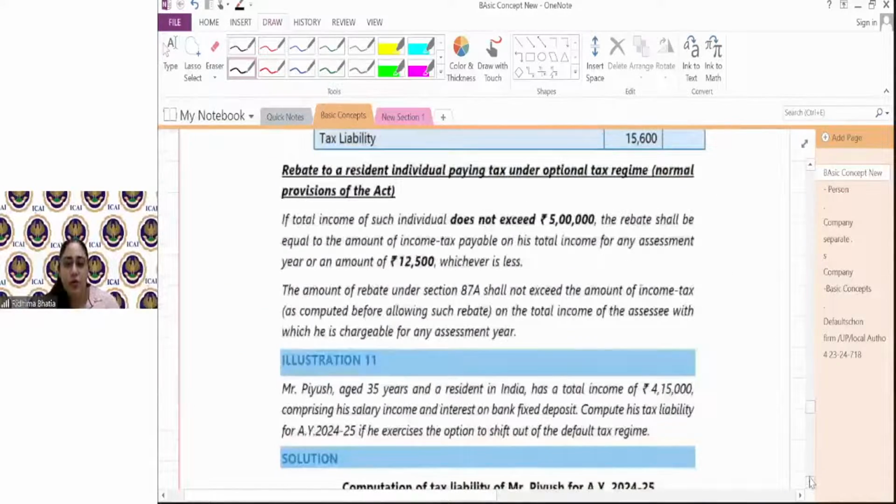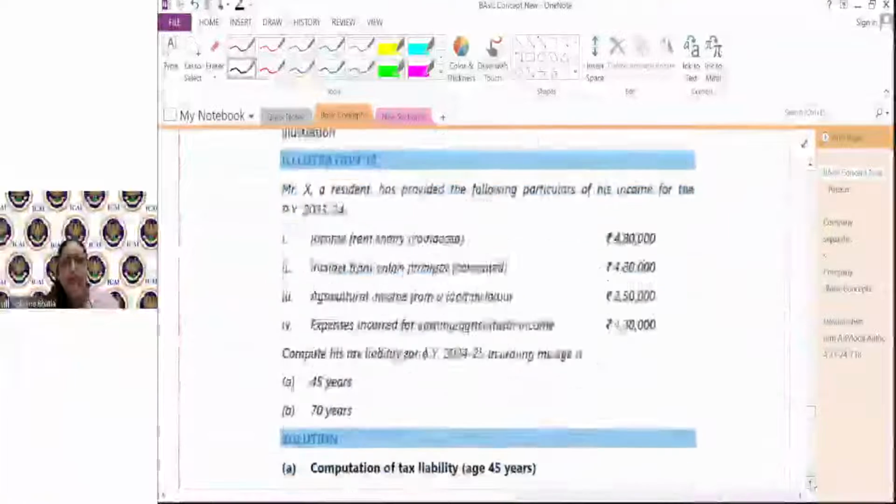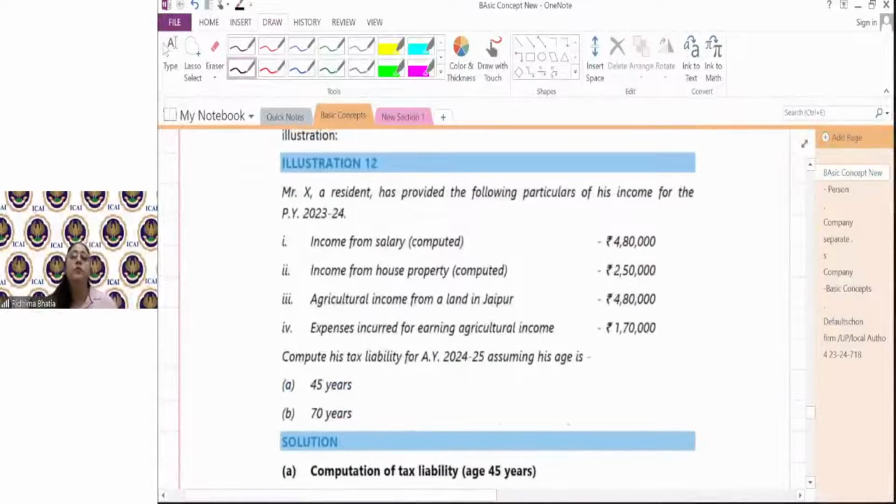Let's do this case for a person who is Mr. X. example से करेंगे, it would be easy. Now, Mr. X, a resident, has provided the following particulars: income from salary, income from house property, agriculture income from land in Jaipur, and expenses incurred for earning agricultural income. तो मेरा agricultural income कितना हुआ guys? 3,10,000, 480 minus 170. Now, if someone asks what is your total income, you will see 480 plus 250. The total income for this guy, Mr. X, is 730 only. It is not 730 plus 310.